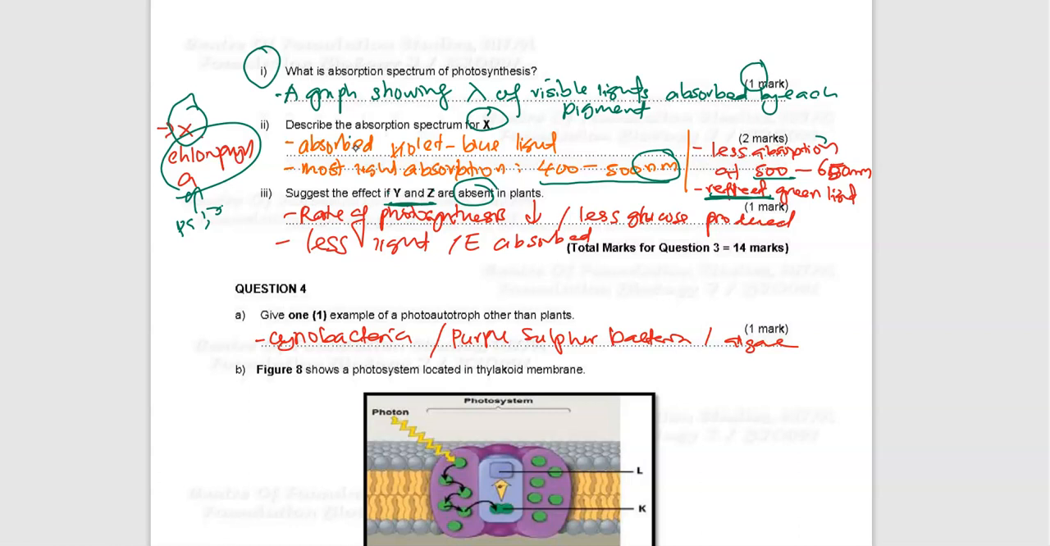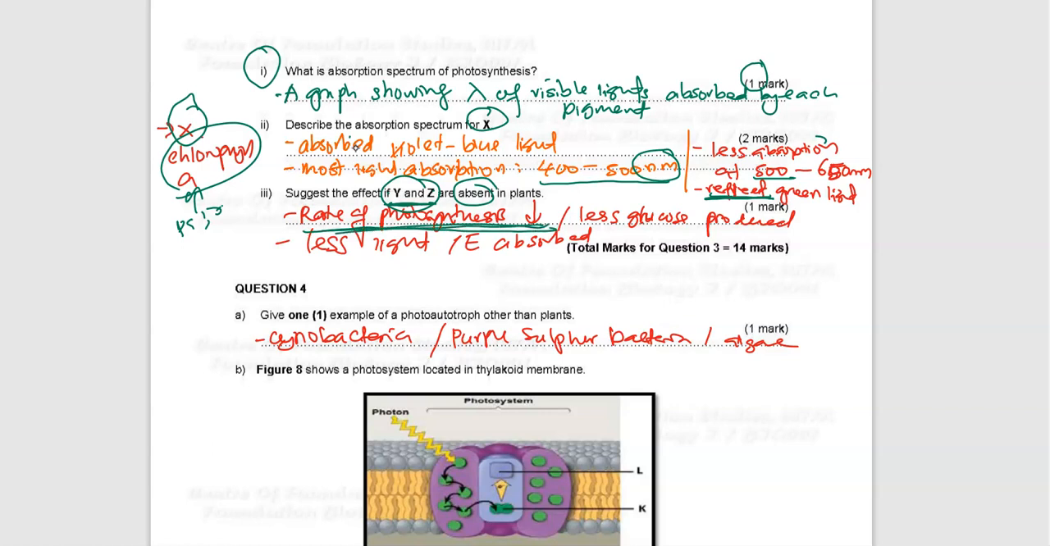Why will the rate of photosynthesis be reduced? Because when the accessory pigments are absent, the other range of light, for example green light, which is absorbed by the carotenoids, will not be absorbed. So this excess light energy that's supposed to be absorbed by the accessory pigment is not absorbed, and therefore the rate of photosynthesis will be reduced.